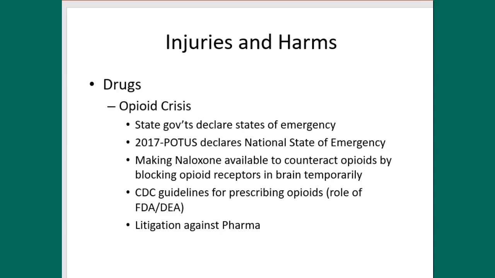The President of the United States in 2017 declared a national state of emergency. I'm not sure, other than that, there's been much done at that level to combat the opioid crisis, but nevertheless, it's still with us. One of the things that the public health authorities have been able to do is to make naloxone more available so that we can save some lives anyway.